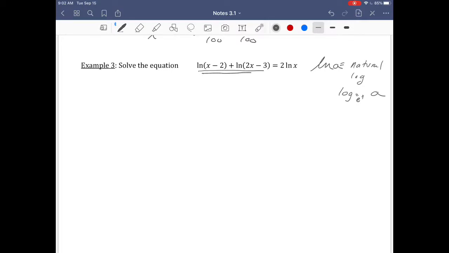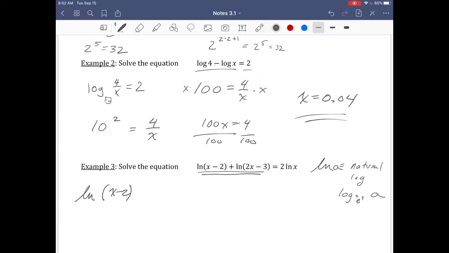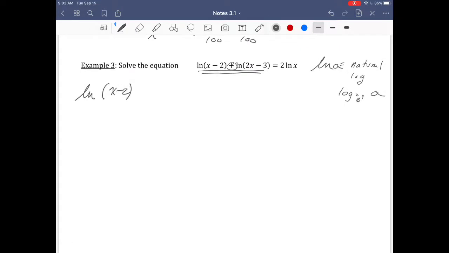But what we'll want to do here first is to condense that side of the equation. So we'll do the natural log of x minus 2. Spoiler alert, if you can condense subtraction into division, we can condense addition into multiplication.